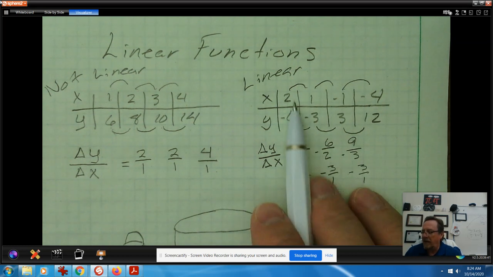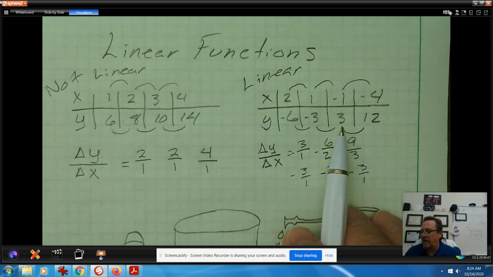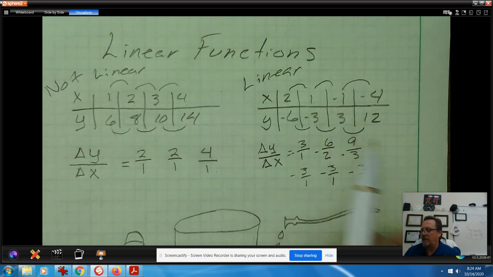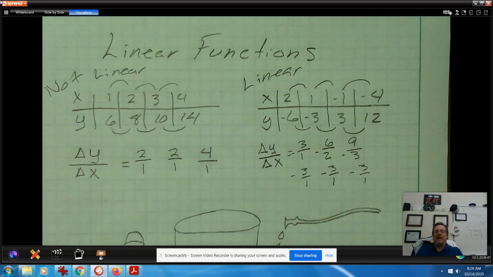Negative 6 to negative 3 compared to 2 over 1, negative 3 to 3 compared to 1 to negative 1, and 3 to 12 compared to negative 4, or negative 1 to negative 4. If they're the same each time, I can say it's linear.